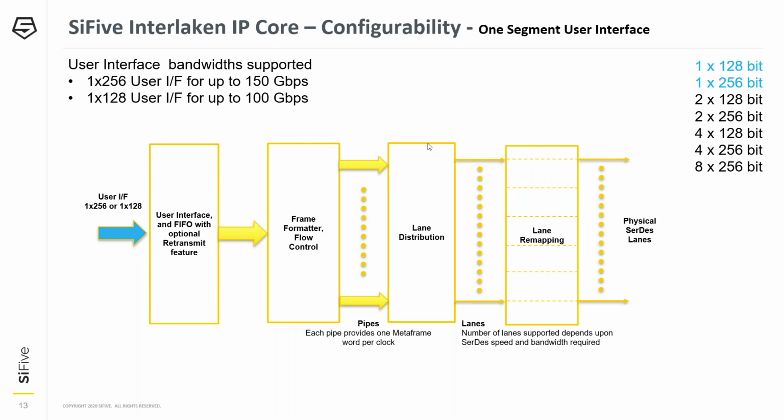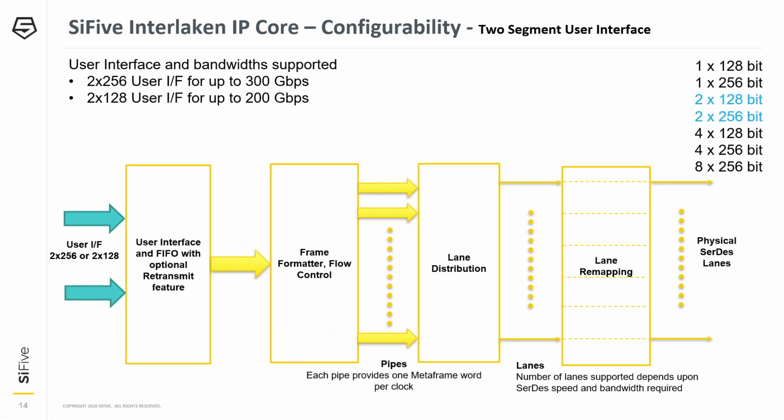The number of segments, pipes, and lanes are user configurable depending upon the bandwidth requirements. Now let's look at the two-segment user interface. With two segments, we can support up to 300 Gbps for 256-bit interface and 200 Gbps for 128-bit interface. Now, even though the number of segments are double, the IP core is still backwards compatible. That is, it can support the single segment mode, which basically means that you can support 100G or 150G throughput.